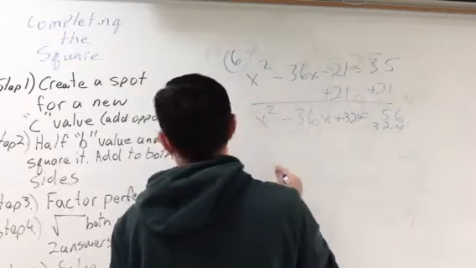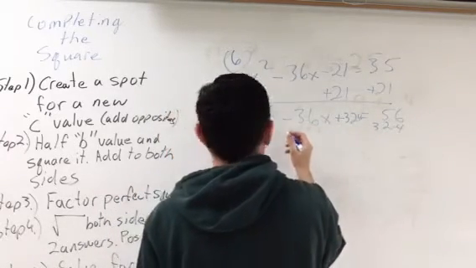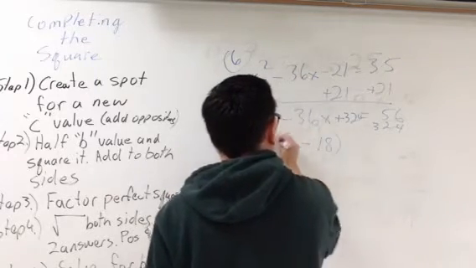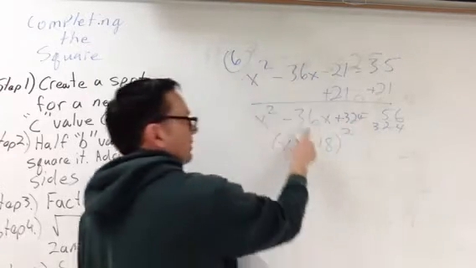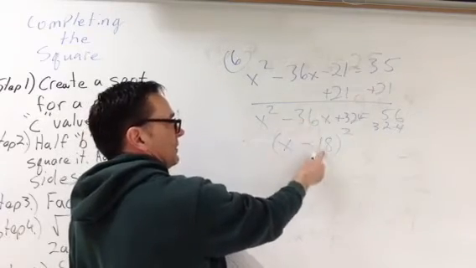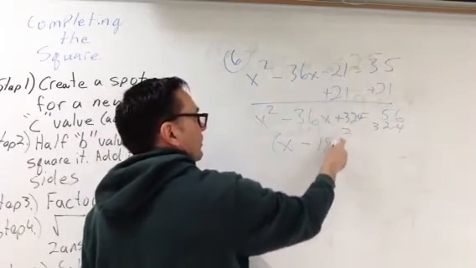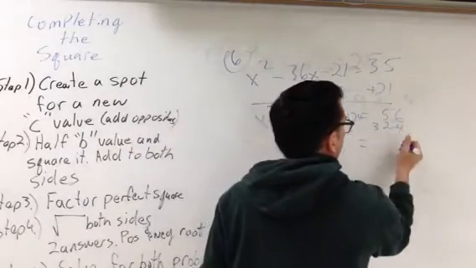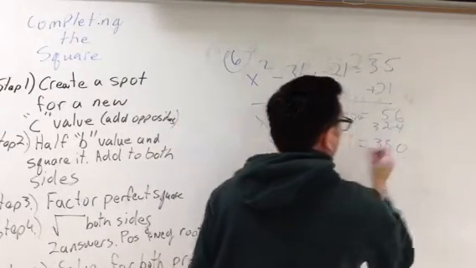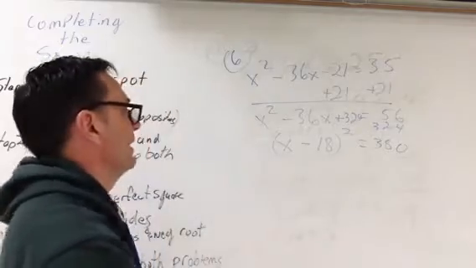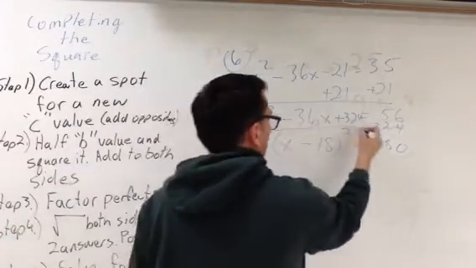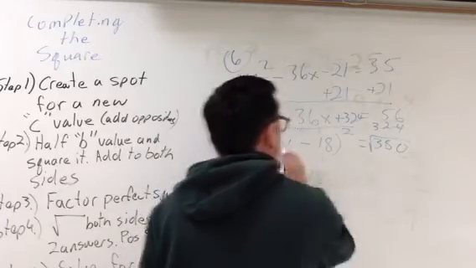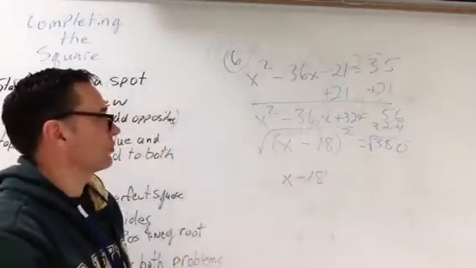Now we can factor this. Step 3. x minus 18, and that's squared. Again, you look. Half of negative 36 is negative 18. Square root of 324 is 18. Both the same number. Add this down. And that's 380. Now, square root. This stays as x minus 18. We're getting rid of that square.